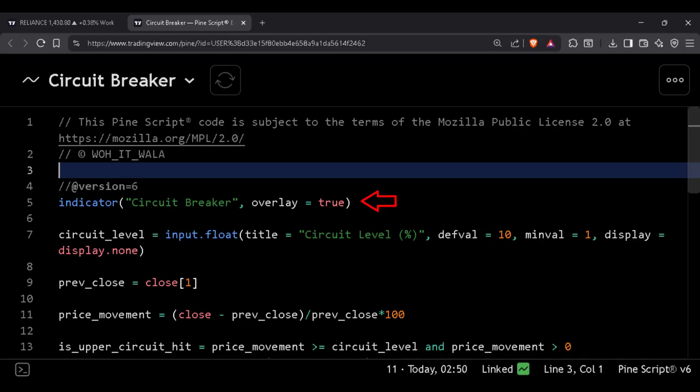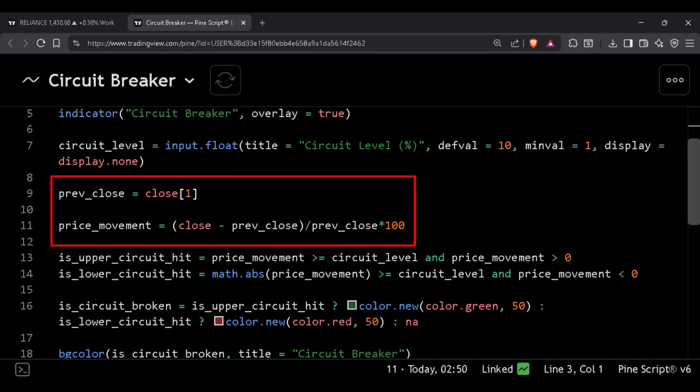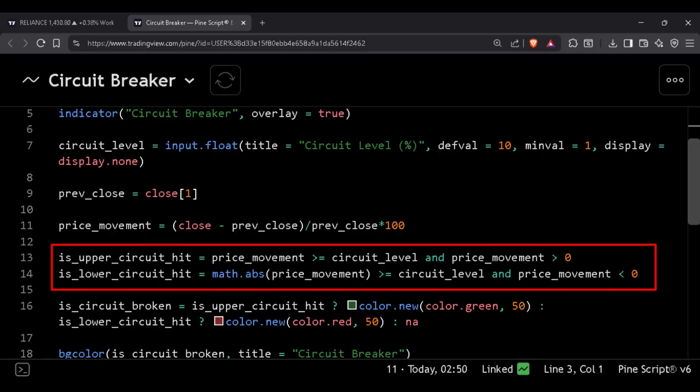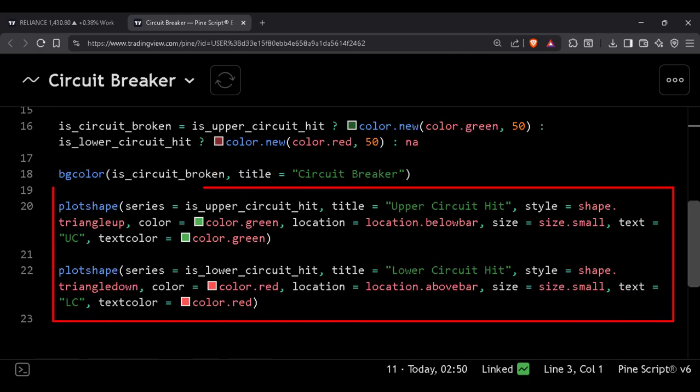This is an indicator function with the name, circuit breaker. First, we have an input for the circuit level. You may enter a value in decimal form also. Then we calculate the movement of the current candle with respect to its previous candle. Then we check if the upper circuit or the lower circuit has been hit or not. Then, accordingly, we define the color of the stripe to be shown, and then draw the stripe using the background color function. Also, we draw a triangle shape and write the UC and LC words on the candle.